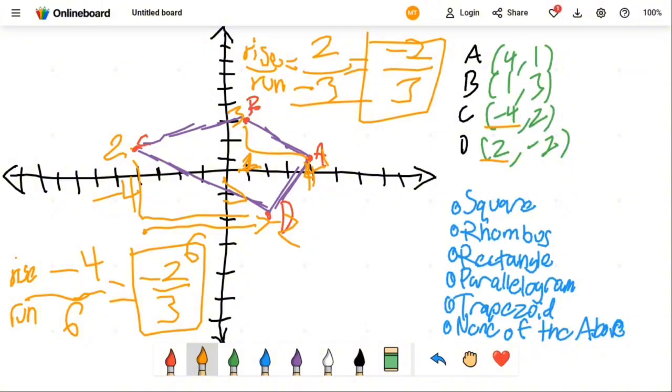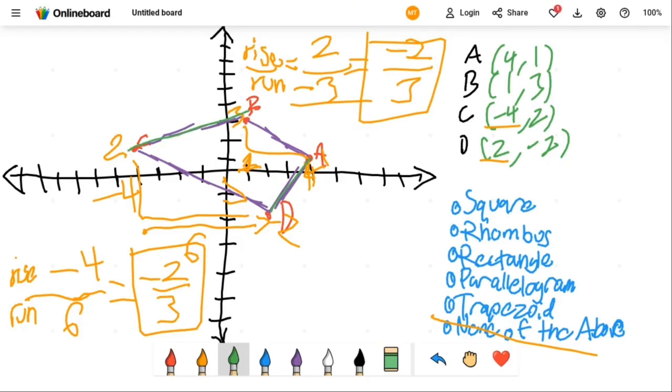We have one pair of parallel sides. That means we can rule out that it's at least one of these shapes, though it could still be any of the others. So then we have to check whether the last two sides are parallel. We're going to go for this side and this side now.